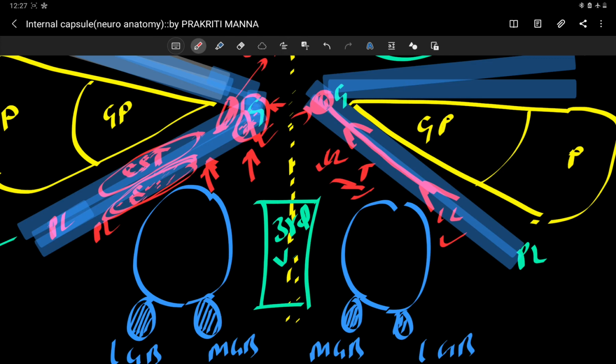Now any injury at the genu and posterior limb level, or ischemia due to blocking of these vessels, causing what? Causing contralateral hemiplegia. That means hemiplegia of the opposite side of the body. If the right sided internal capsule is damaged, it causes left sided hemiplegia.